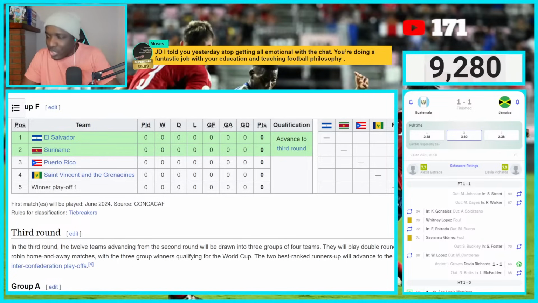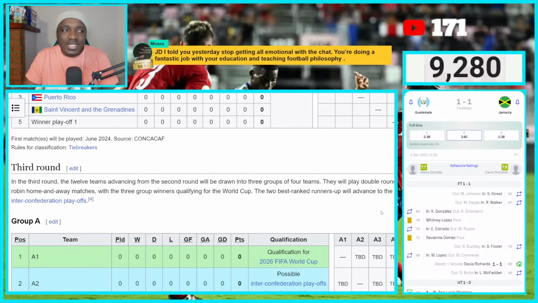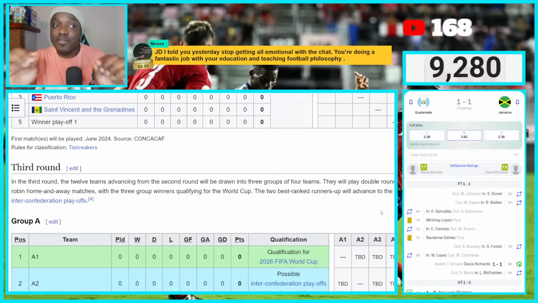And let me go to the third round to explain why I said that. All right. They said, in the third round, the 12 teams advancing from the second round will be drawn into 3 groups of 4. They will play double round robin home and away matches, with the 3 group winners qualifying for the World Cup. The 2 best-ranked runners-up will advance to the intercontinental playoff.